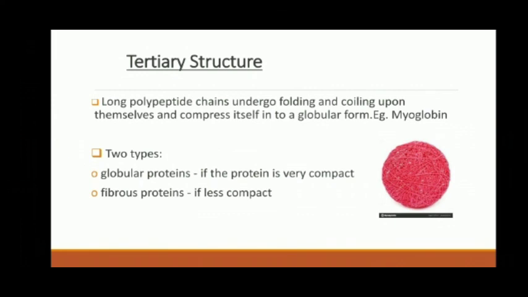A long polypeptide chain coiling and folding upon themselves, like a hollow woolen ball, and it compresses itself into a globular form. That is tertiary structure. Example of tertiary structure, that is myoglobin. If the proteins are very compact, they are called globular proteins, and if less compact, they are called fibrous proteins.